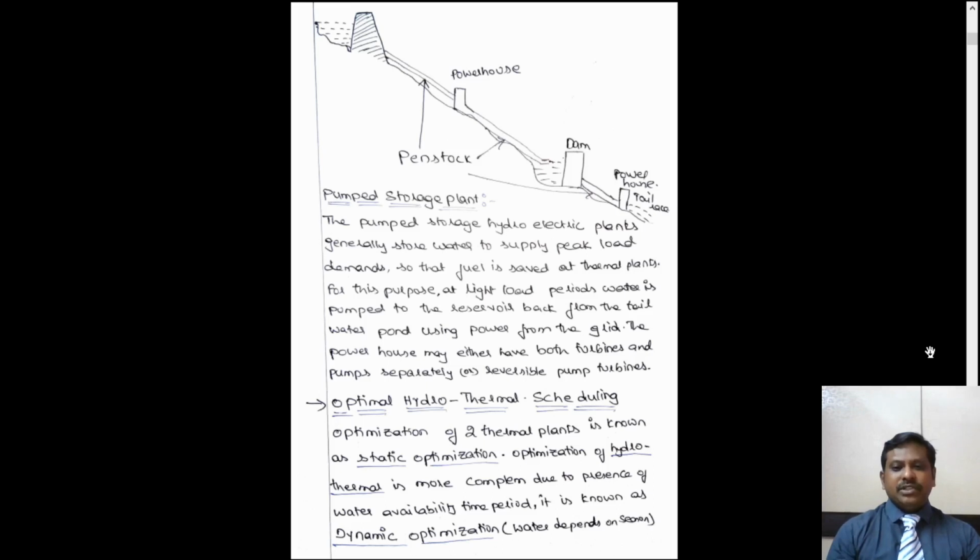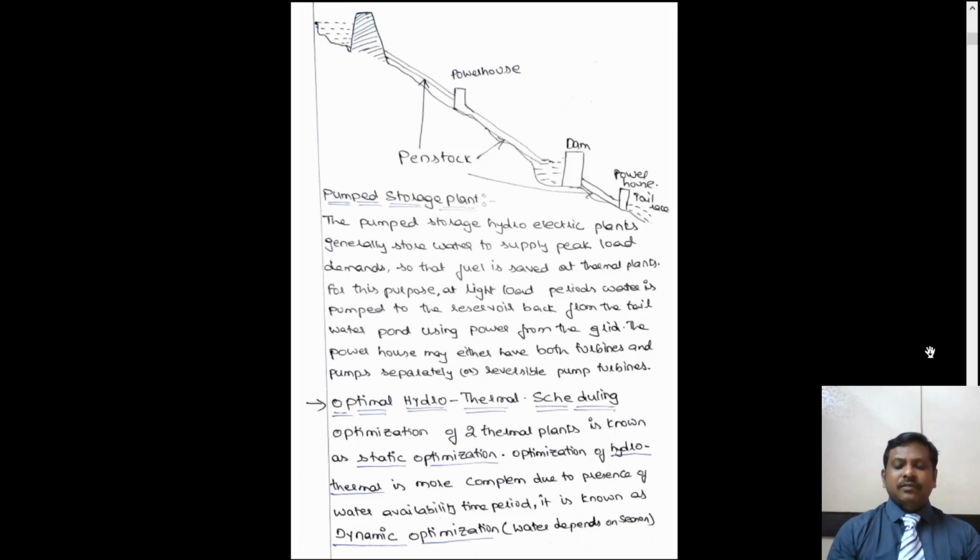Pumped storage hydroelectric plants generally store water to supply the peak load demands, so that fuel is saved at thermal plants. For this purpose, at light load periods, water is pumped back to the reservoir from the tail water pond using power from the grid. The powerhouse may either have the turbines and pumps separately or reversible pumps, as we discussed.